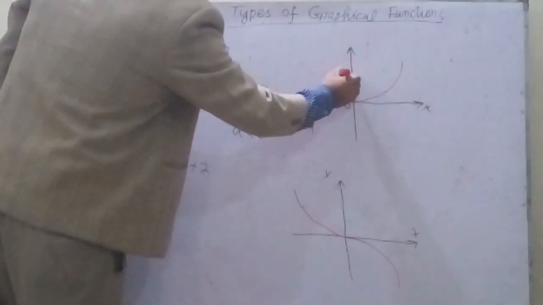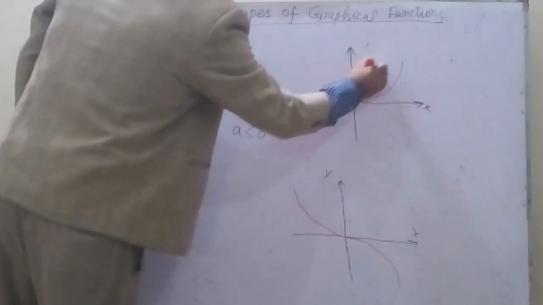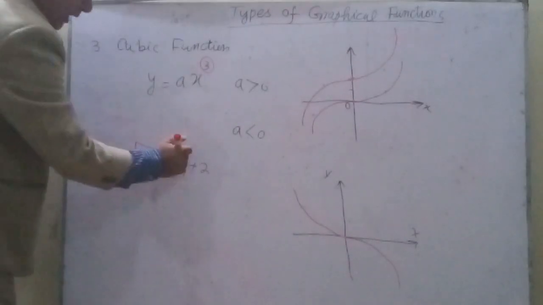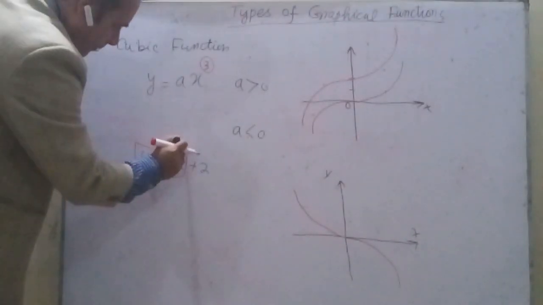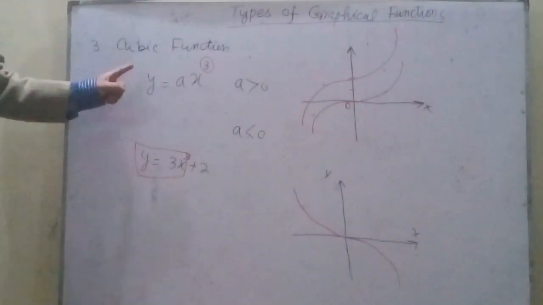So the graph will be over here. This will be the graph of y is equal to 3x cubed plus 2. So this is all about the cubic function.